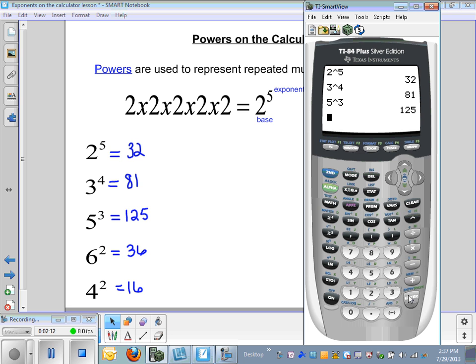is 125. The next two are squared numbers, so we have two options there. We can take 6 and raise it to the 2nd power to get 36, or we can hit 6 and the x squared key and get 36. 4 raised to the 2nd power will give us 16, or 4, x squared key, enter, will give us 16. So that's how you enter powers, exponents, into the calculator.